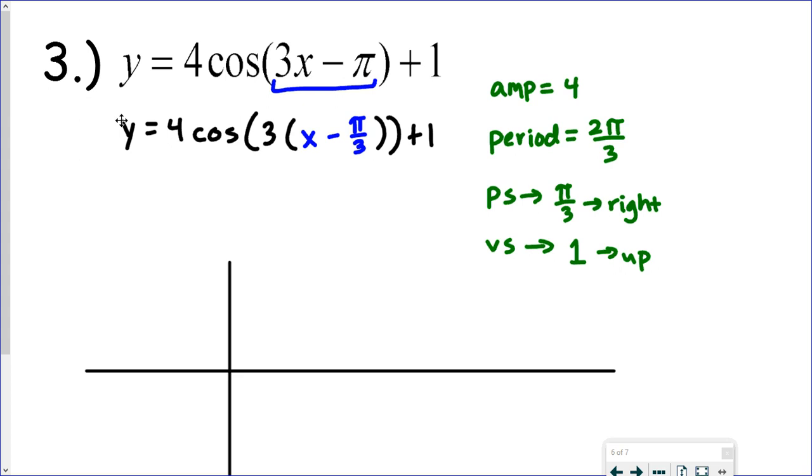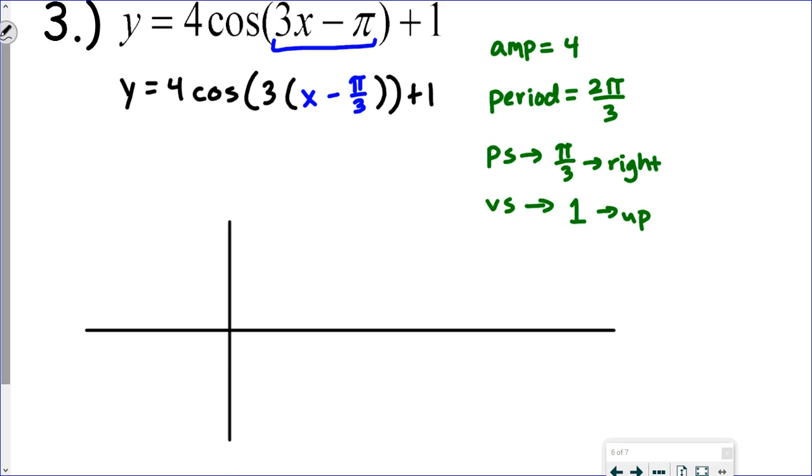Okay. I have my amplitude of 4. So 1, 2, 3, 4. And 1, 2, 3, negative 4. My period is 2 pi over 3. So I need to break that into 4s. So dividing by 4 is multiplying by 1/4. Okay, so that's 2 pi over 12, which is pi over 6. I'm grouping by pi over 6.